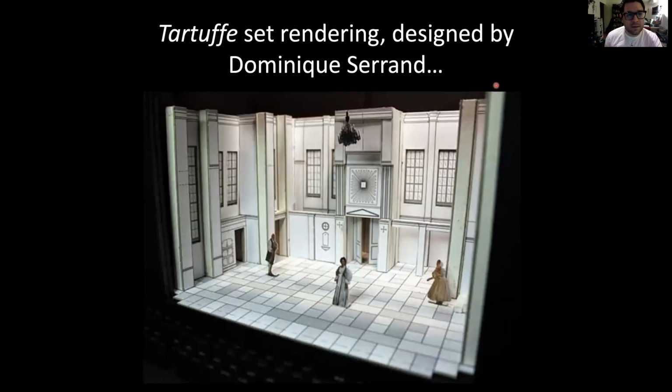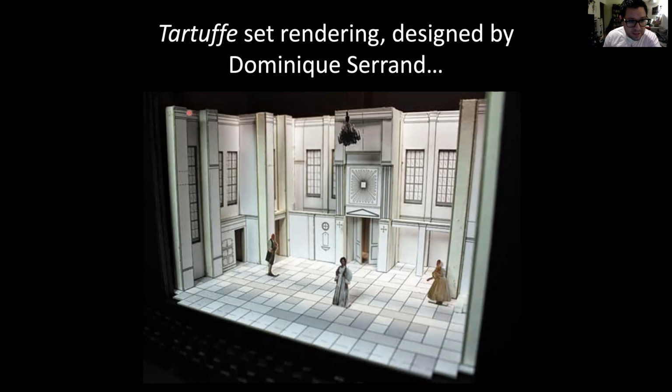Let's take a regional theater that I like very much here in Southern California. It's called South Coast Rep, and they did a show here called Tartuffe. You can see that. I guess I'll move my little face out of the way. So this is Tartuffe. This is a set rendering designed by Dominic Saran. And you can see here, this is a set. This is a scale set, a box set.